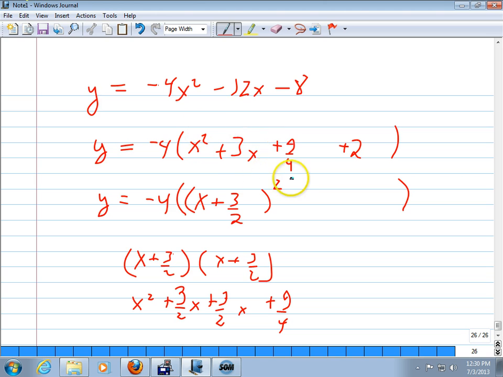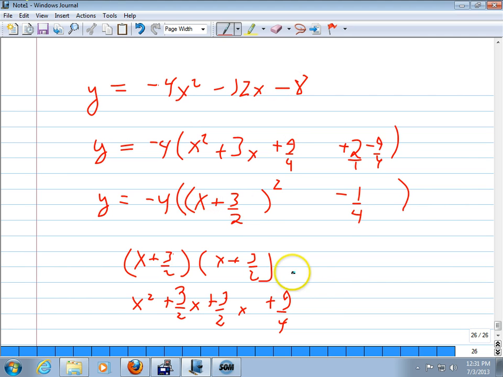I have to replace this with this, which means I added 9 fourths to the problem. It's not part of the problem. How do I fix it? Here you're going to fix it by subtracting it away. So what's 2 minus 9 fourths? Negative a fourth, right? Because that's 2 over 1. How do you get common denominators? Multiply top and bottom by 4. So it's 8 fourths minus 9 fourths, which is negative 1 fourth.